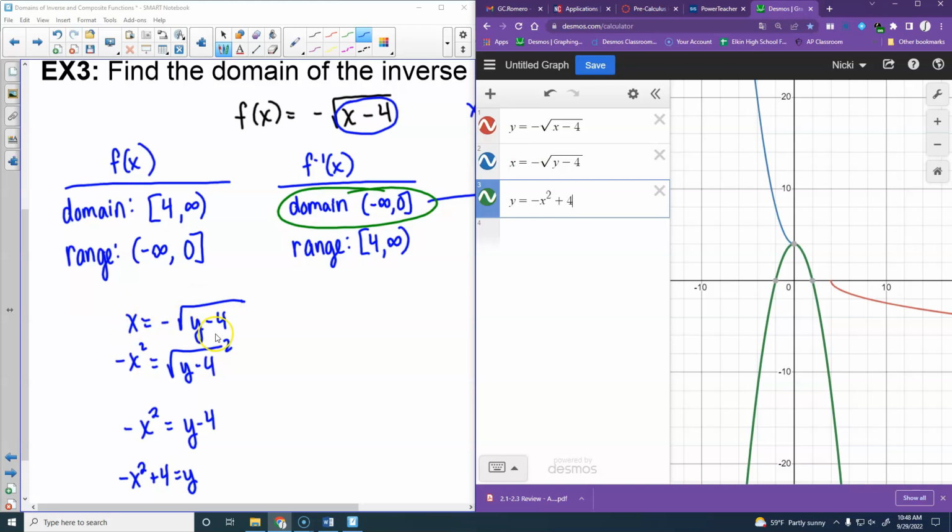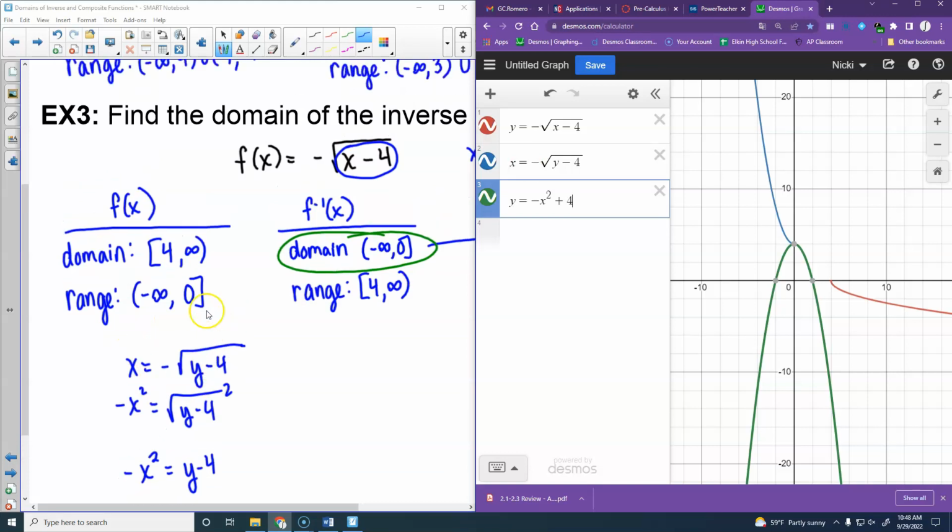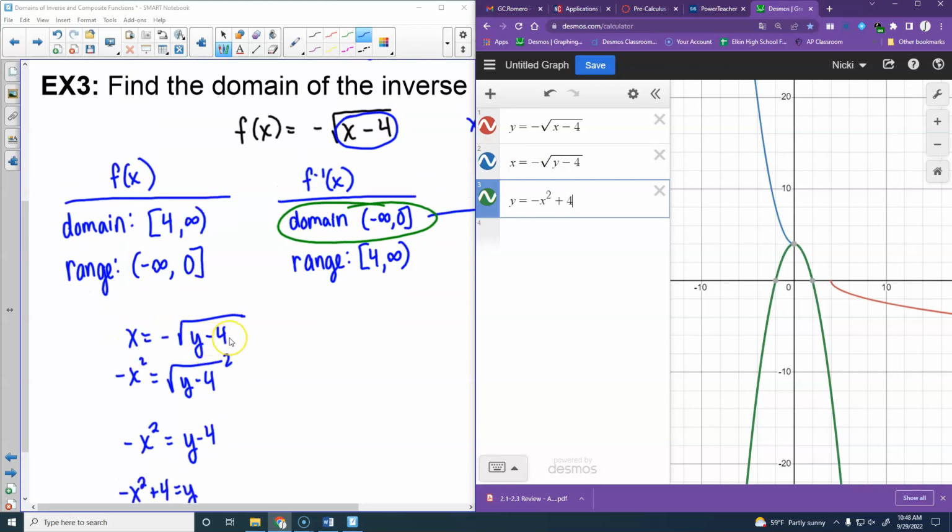Switch your x and y's. I did that, right? x equals negative y minus 4. I got rid of that negative on the outside. Oh, I know what I did wrong. I got rid of the negative first.